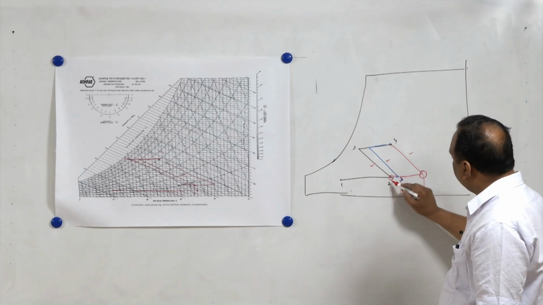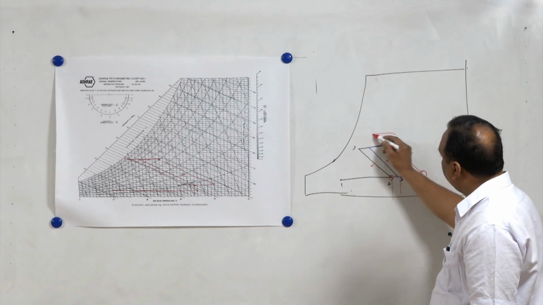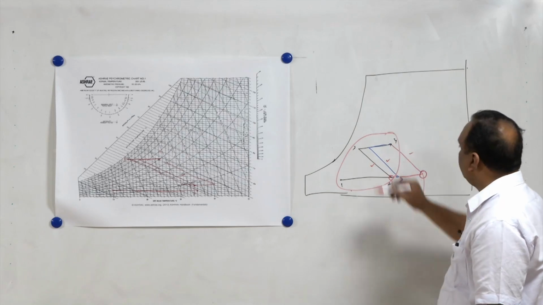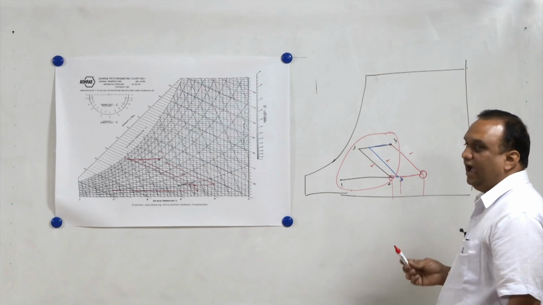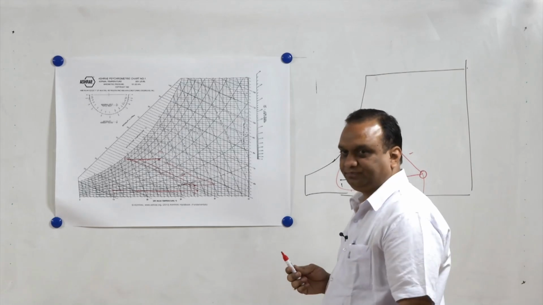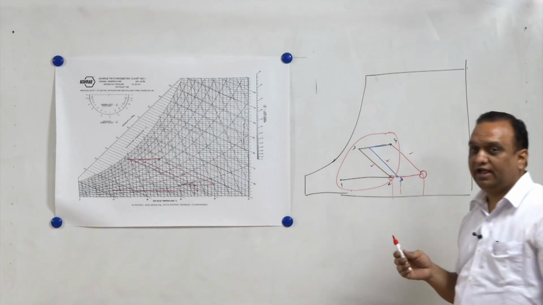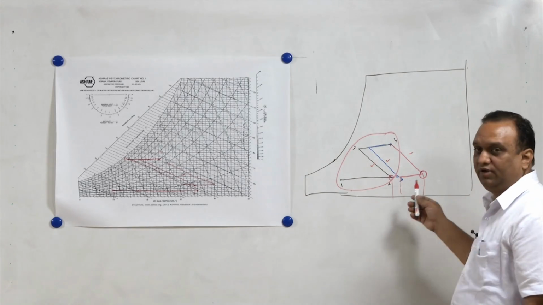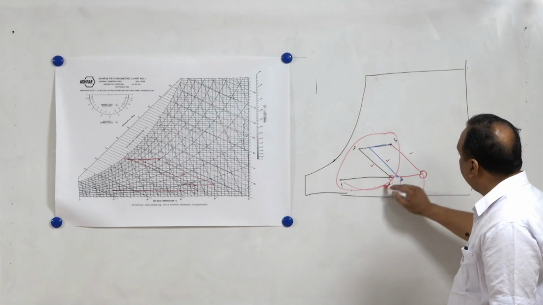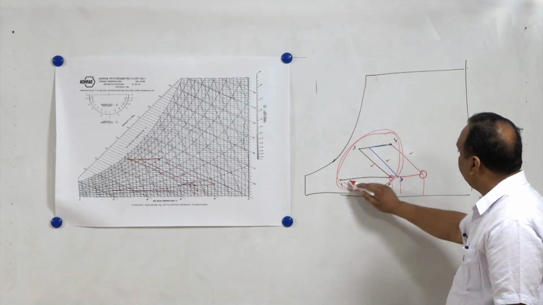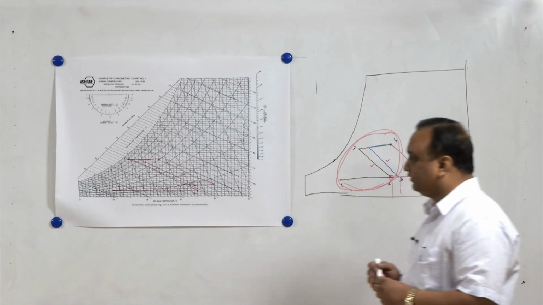So, this process 1, 2, 3, 4 is confined to the low temperature, right. The moment we shift to this side, high capacity heaters will be required. Now, high capacity heaters will definitely consume more energy. So, definitely process 1, 2, 3, 4 is the preferred process in this case.